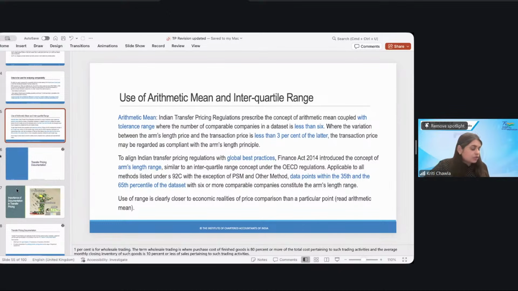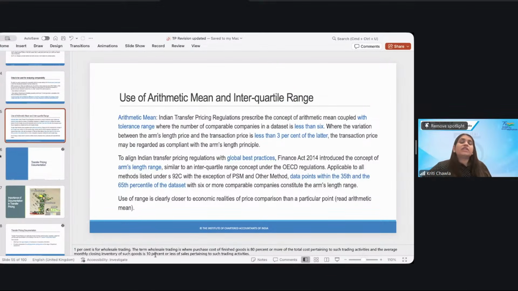Now, to align transfer pricing regulation with global best practices, the Finance Act of 2014 introduced the concept of arm's length range. This is like the interquartile range, which is introduced by OECD regulations. So it is applicable to all methods except profit split method and other method. The 35th to 65th percentile of the data set can become the interquartile range, but this is only when 6 or more than 6 comparable companies are provided.